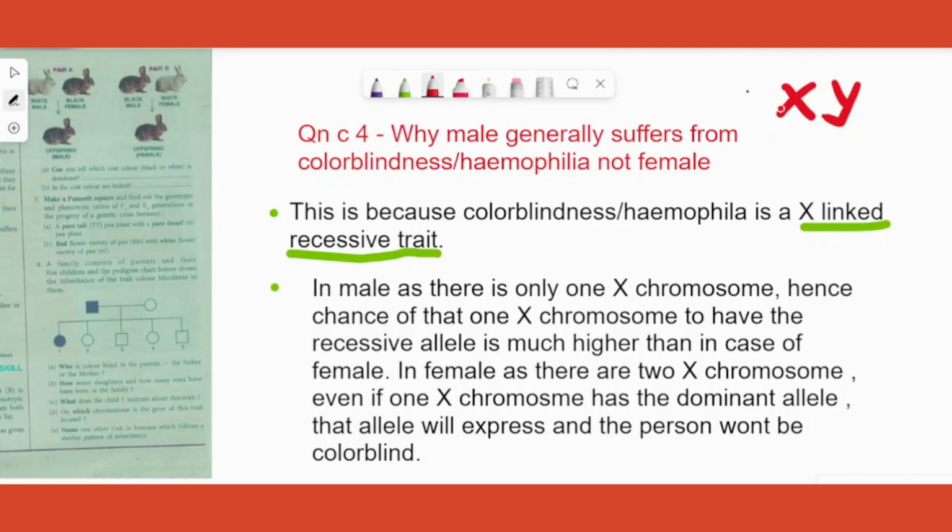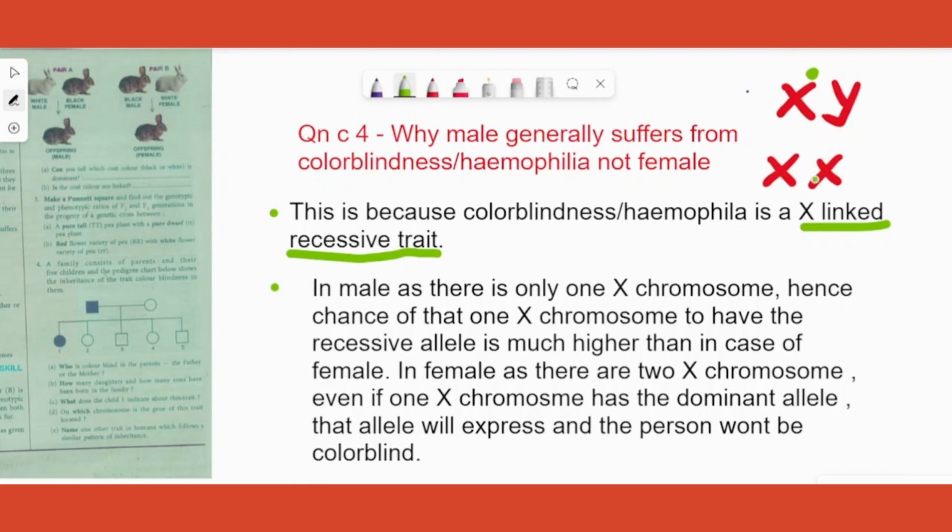I'll explain it for you. This is a male and this is a female. Now, when can this male become colorblind? The moment there is a recessive allele on this, if the allele present here is recessive, then this person is colorblind or hemophilic, whatever the question is.